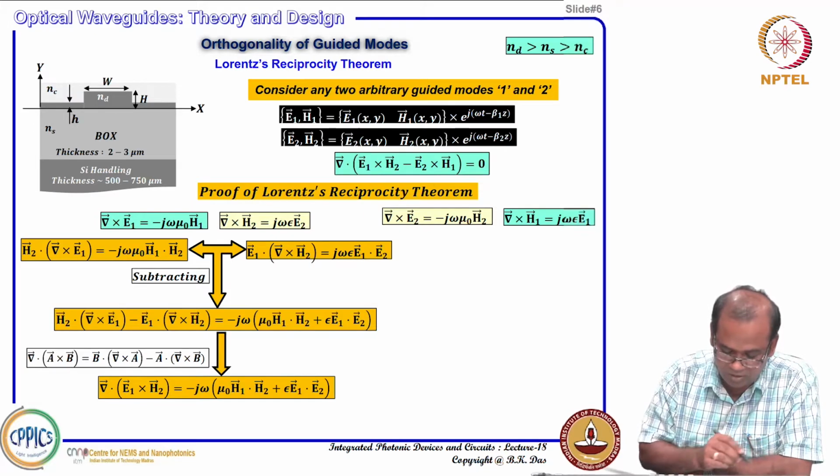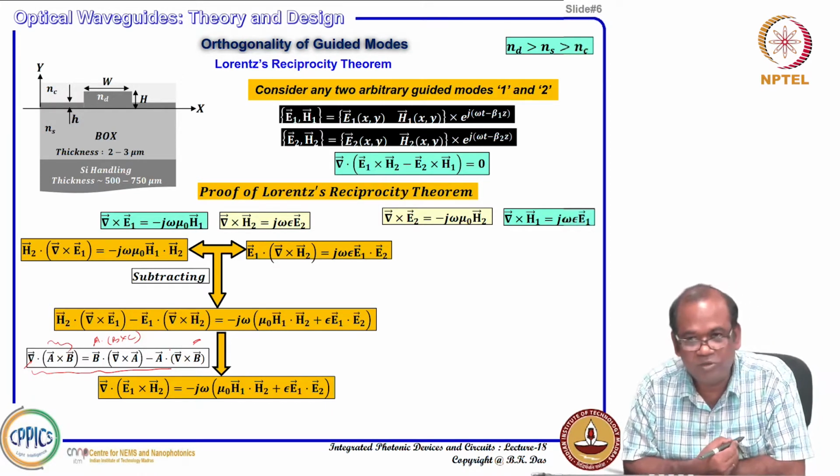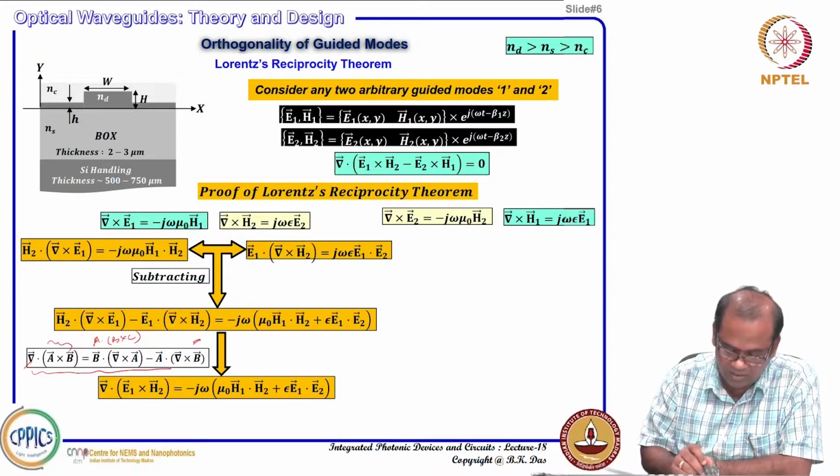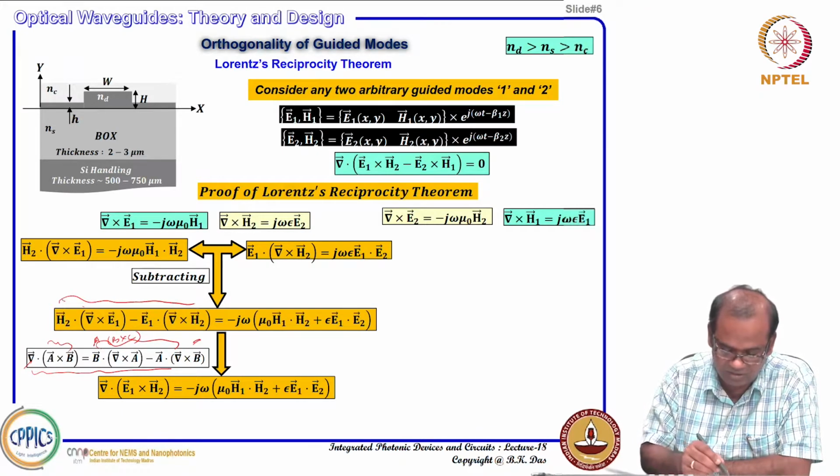Then what do we do? You use a vector identity. If you take the cross product of any two vectors A and B and take the divergence, it can be written in terms of A dot curl B and B dot curl A. This is a vector identity that we borrowed from vector algebra. The right-hand side of the identity looks like our left-hand side. Here A is E1 and B is H2.